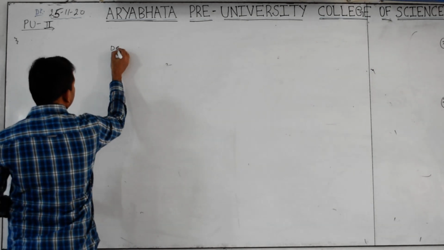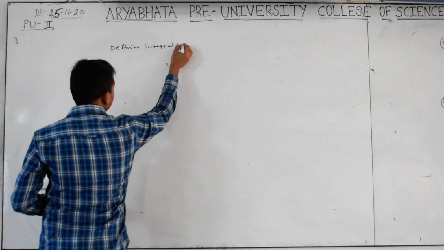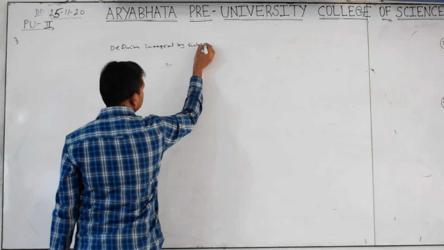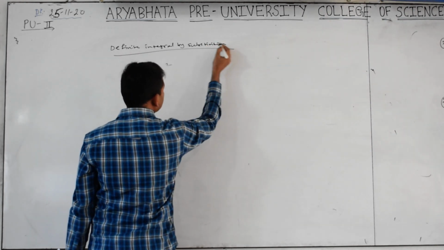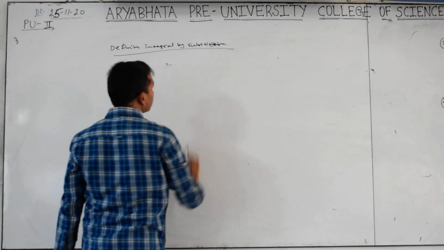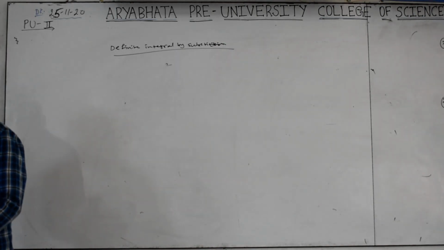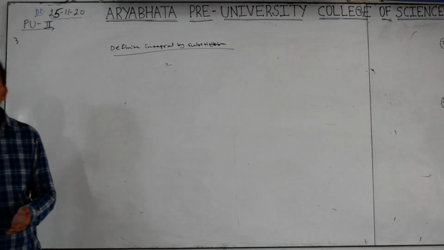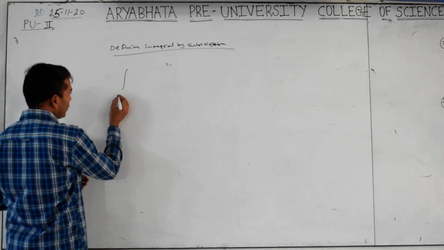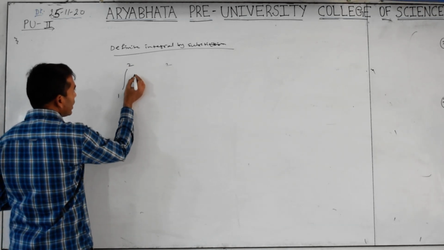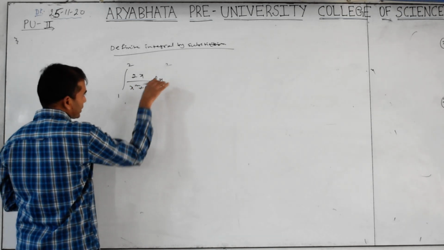Next, definite integral by using substitution. We have done indefinite problems by using the substitution method. Now definite integral by using substitution method. See, one problem: integration of 1 to 2, 2x by x square plus 4 dx.